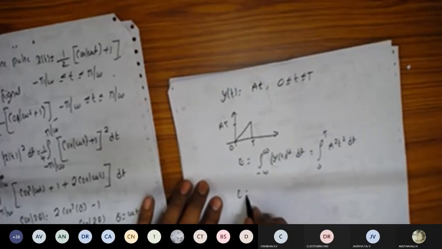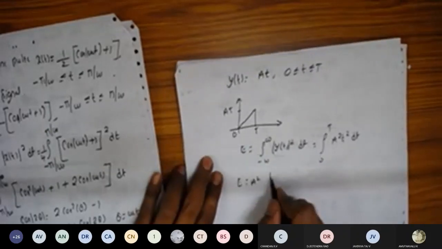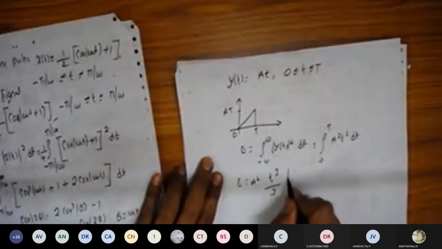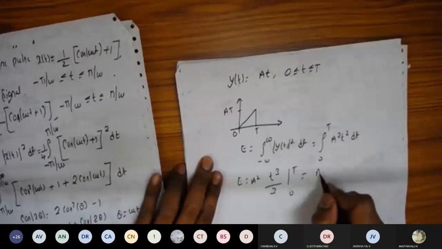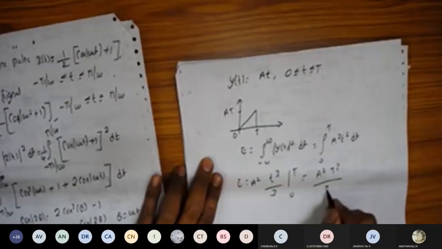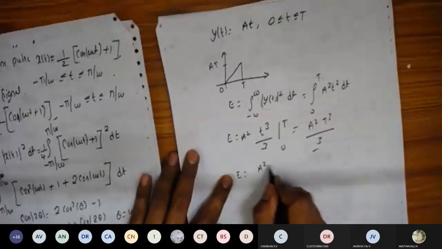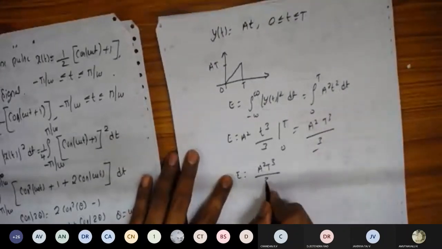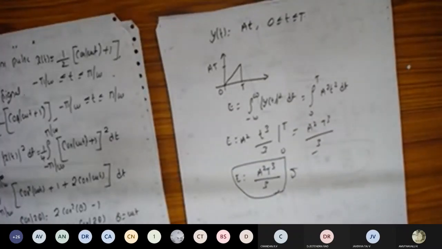A square is constant. The integration of t square is nothing but t cube divided by 3. The limit is from 0 to T. So it has become A square T cube divided by 3. So the energy of the signal is A square T cube divided by 3 joules.